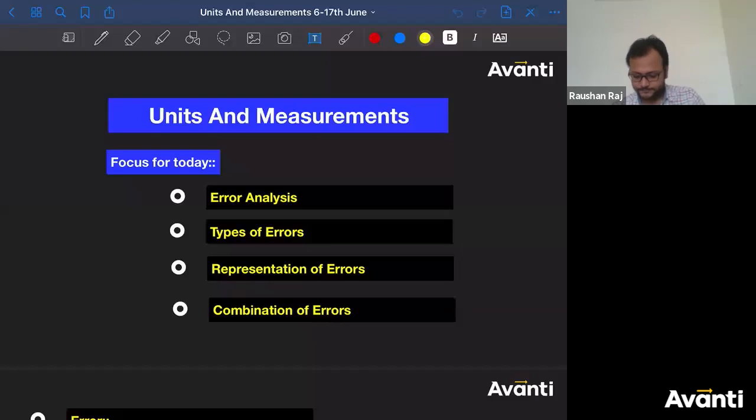Okay, so last class we dealt with application of dimensional analysis, right? And we solved some numericals also. So today we are going to start the error analysis. Okay? Today we'll study error analysis.